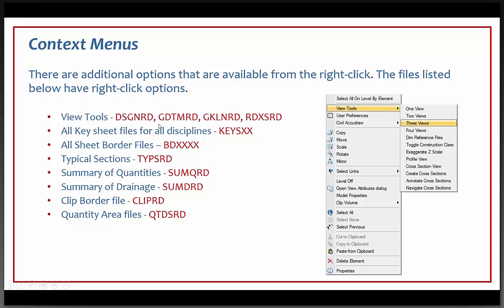And some of the older ones, whether you realize it or not, anytime you're in a key sheet file, you can right-click and get to a lot of extra context things. Basically, all the things you can get to on the FDOT menus, you can get to with a right-click to place cells or so forth. Sheet borders, there's context menus, typical sections, summary quantities. So each one of these file types, when you right-click, you'll have additional options that are available.